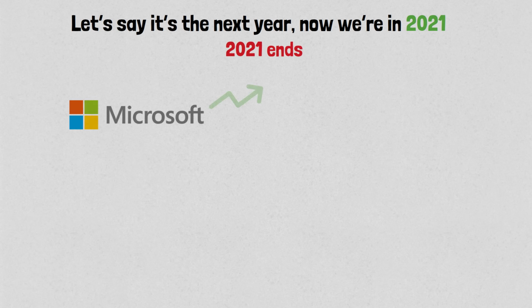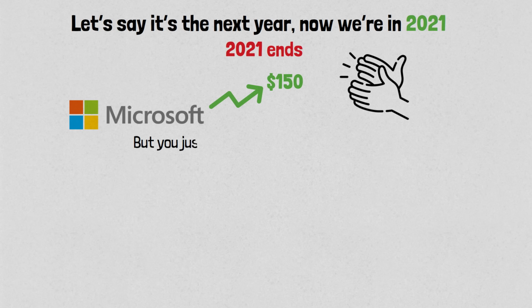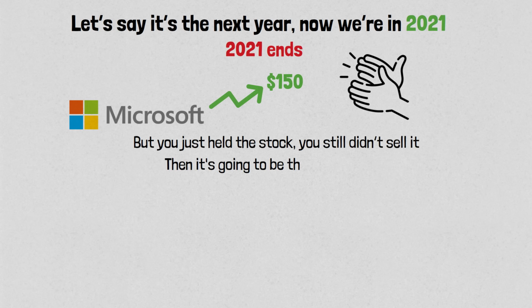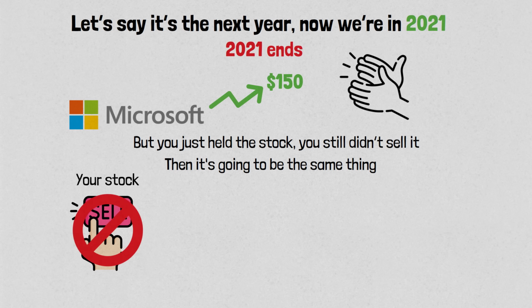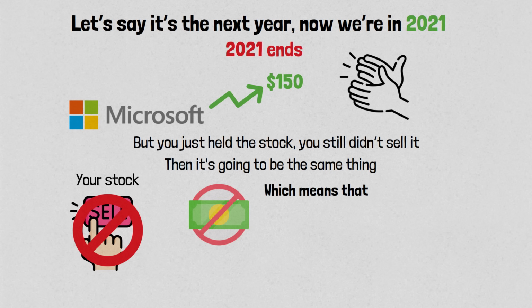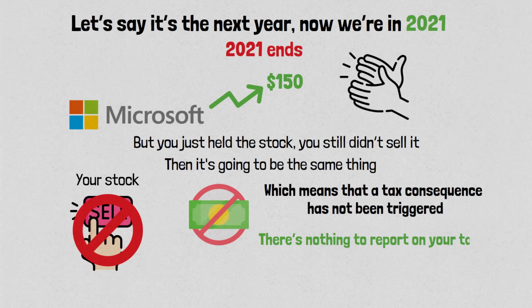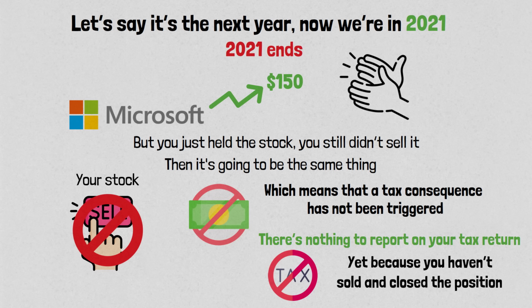And let's say that it's next year. So now we're in 2021. And 2021 ends and Microsoft went up to $150. So congratulations. But you just held the stock. You still didn't sell it. Then it's going to be the same thing. You did not sell your stock. You did not realize the gain, which means that a tax consequence has not been triggered. So still, there's nothing to report on your tax return, and you don't have to pay any taxes yet because you haven't sold the position, you have not closed your position.